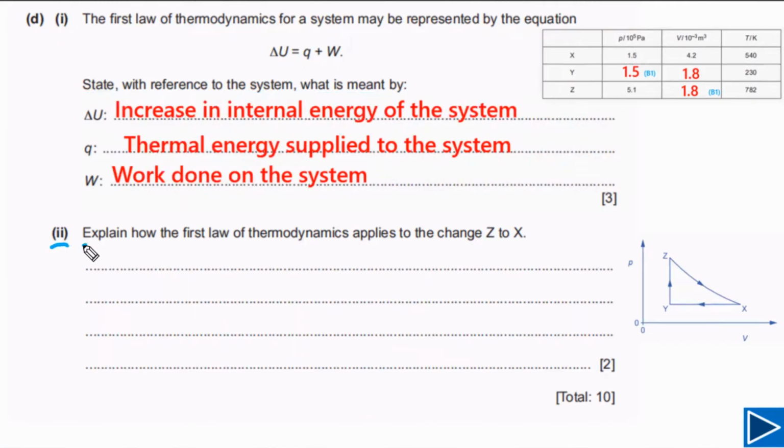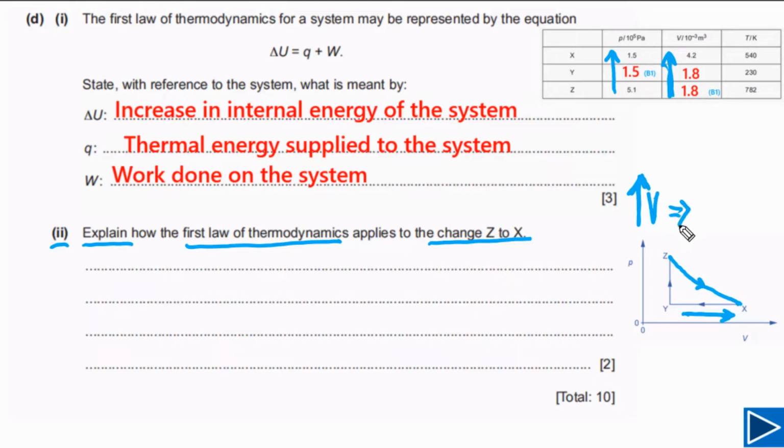For the second part, the question is asking us to explain how the first law of thermodynamics applies to the change Z to X. Means from this state to this state, Z to X. If you look at Z and if you look at X, simply we can see that the volume is increasing from Z to X. So the gas is expanding. So this is expansion. We can also find this from the table: if you go from Z to X, this is the value of P actually, but if you look at the value of V, you can see from Z to X, V is increasing. So we can write down V is increasing. So this is an expansion process.